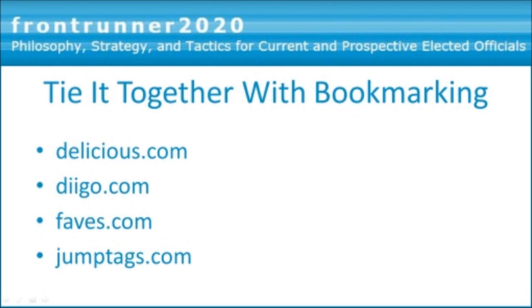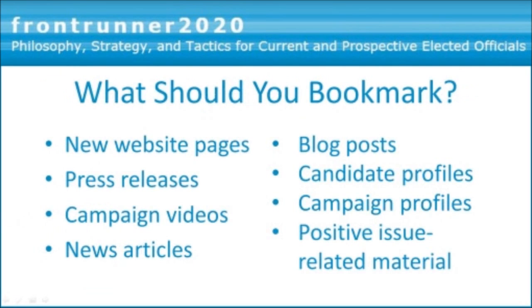So what content should you bookmark? Generally, you're going to want to bookmark everything that's campaign related. This can include new website pages, press releases, campaign videos, news articles, blog posts, candidate profiles, campaign profiles, and positive issue related material. And you don't have to limit this to your own campaign material. If there's something negative about your opponent, be sure to bookmark that material too, because what can push up the good for you can push up the bad for your opponent. If several members of your campaign create their own accounts, the overall bookmarking effect can also be multiplied.